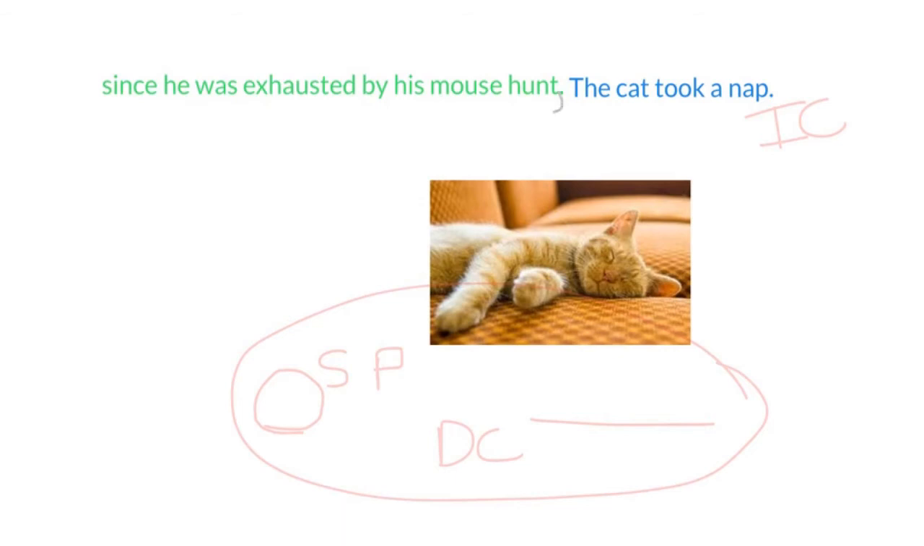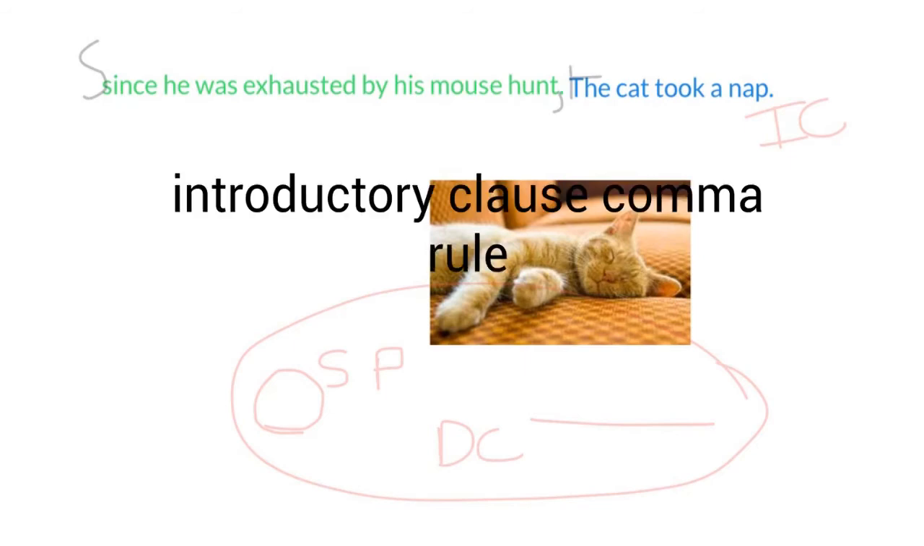And then I can use a comma and switch my capitalization around. So I know that I can put my dependent clause in front of my independent clause. And I can say, since he was exhausted by his mouse hunt, comma, the cat took a nap. And this is what we would call an introductory clause or a complex sentence with a dependent clause first rule.